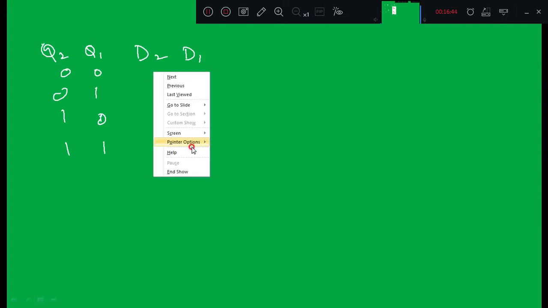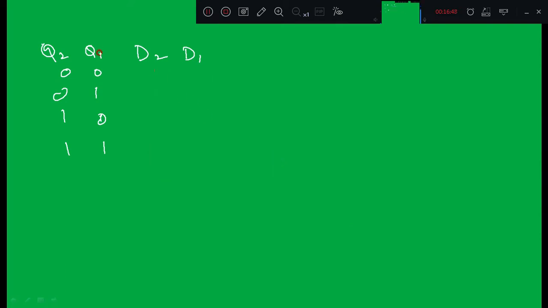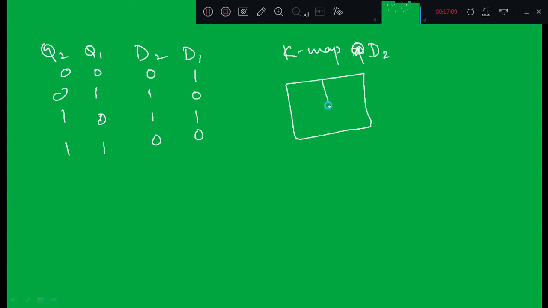And D1 is 1 0 1 0, right? So now I have to put a K map for D2 and D1. If you obtain the Boolean expression for D2 and D1, that will be the last step of this design. Since I have only two inputs, Q2 and Q1, they will act as the inputs for this K map.